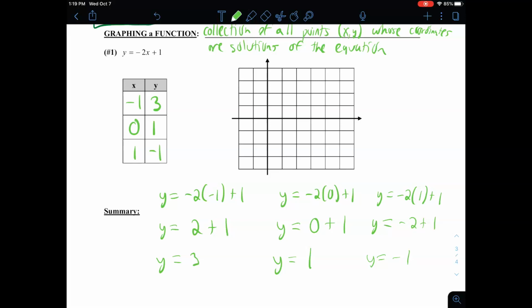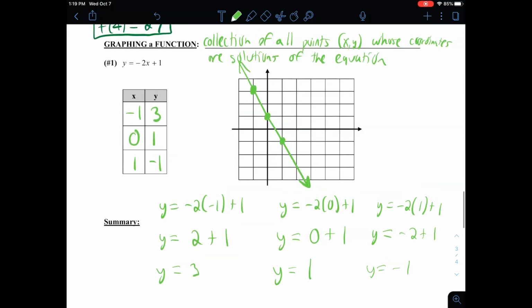Okay, so let's graph these. We got negative 1, 3. So we're going to go left 1 up 3. Negative 1 tells us to go left 1. 3 tells us to go up 3. 0, 1, is it right 1 or is it up 1? Well, it's 0. It means don't go left or right at all. It means stay. And then we're going to go up 1. Okay, be careful with your graphing with that. 1, negative 1. Right 1, down 1. Positive 1, negative 1. And we're going to graph a line here. And there's your line. So that's how you find solutions.